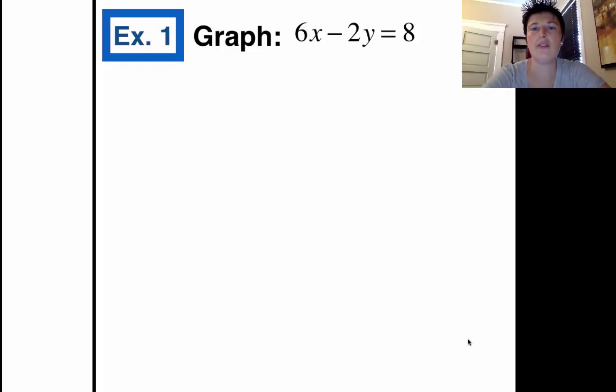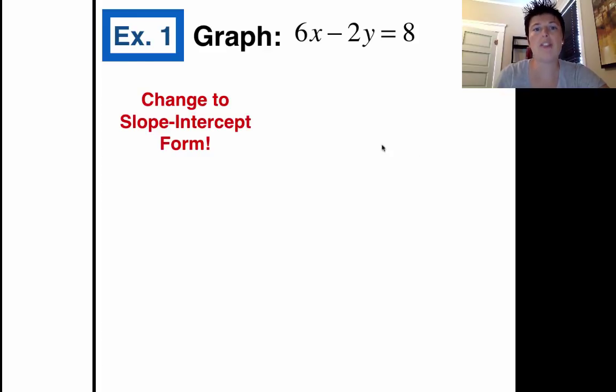So here is the standard form of a line. 6x minus 2y equals 8. Now I see that it's a line because I see ax plus by equals c, but I don't know how to graph it. I don't know the slope. I don't know the rise and run. I don't know the y-intercept. I don't know the plus b. I'm pretty clueless at the moment.